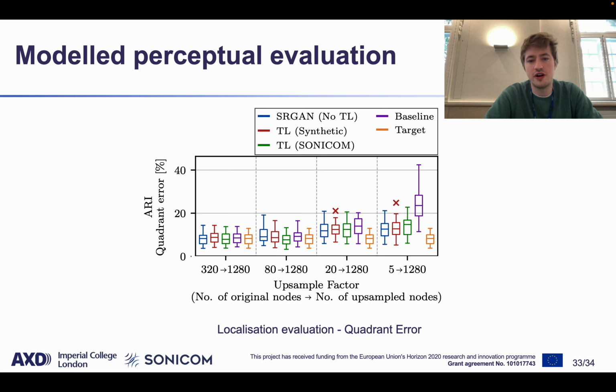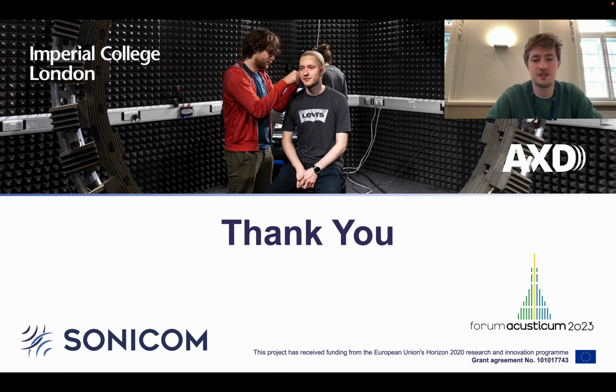And then the last one is the quadrant error, which is just how often you are outside of the quadrant, or 90 degrees from where you're trying to locate the sound source. And again, you can see that the performance is quite similar, except when you get to 5, and then it gets really bad for the barycentric. But again, with transfer learning, especially when you've got 80 points, it really helps to improve the performance. Whereas the GAN was actually performing worse than the barycentric, now with transfer learning, it's actually performing better than the barycentric, which is quite useful information to know.